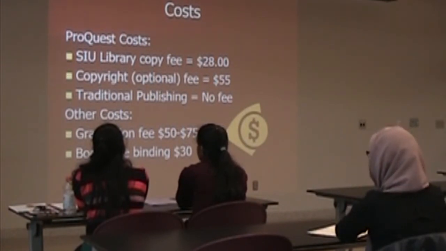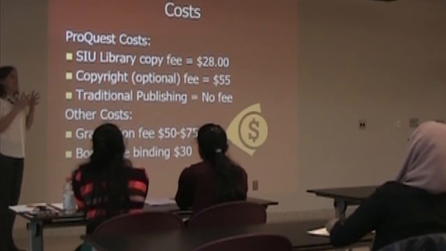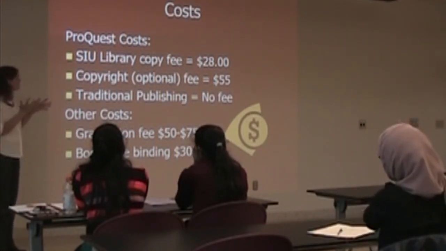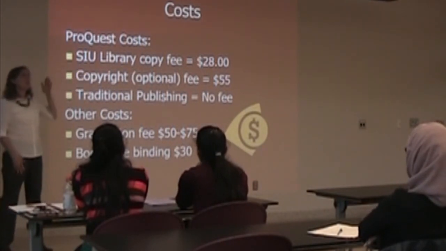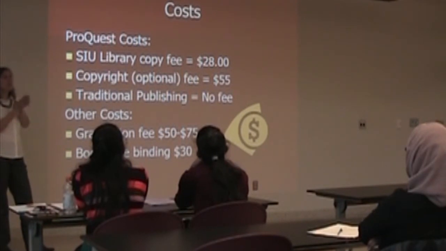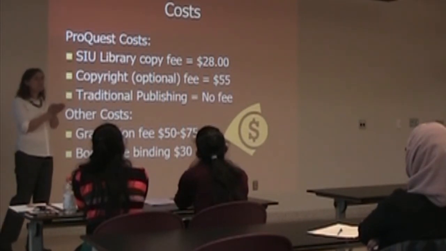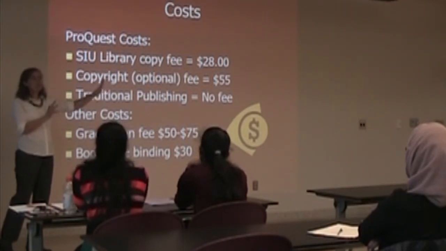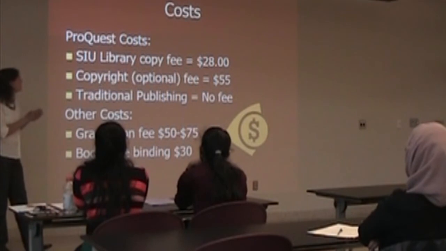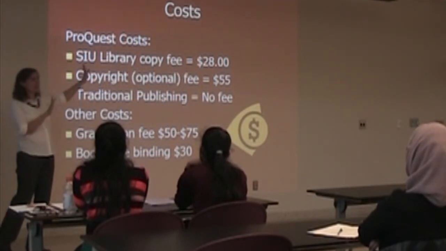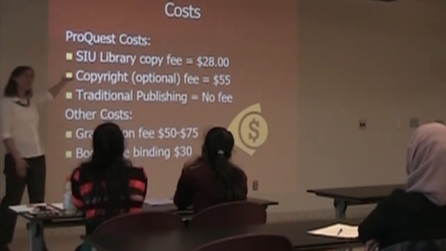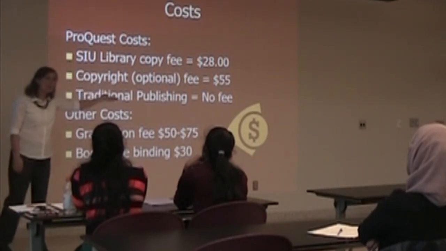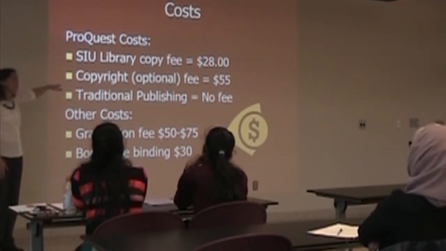So here are your costs. When you go in to upload your ETD to the system, everyone has to pay for an SIU library copy fee. A bound paper copy of your thesis or dissertation will be put into the special collections in Morris Library, and you pay for that. It's $25 something plus tax. It ends up being about 28 bucks. You are required to pay using a credit card in order to upload your ETD. Then the copyright registration fee is optional, $55.